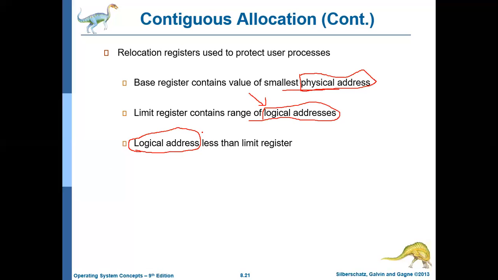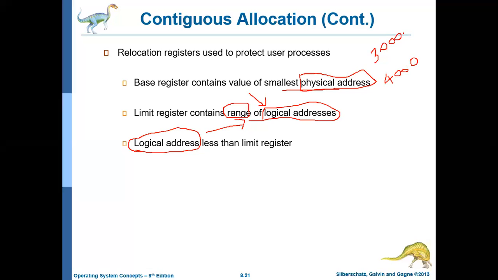Then the memory hardware will check whether the logical address given by the CPU is less than the range of logical addresses. Range is nothing but, say the process P1 can access starting from location 3000 to location 4000. Process P1 can access this many locations. It can access from 3000 to 4000.